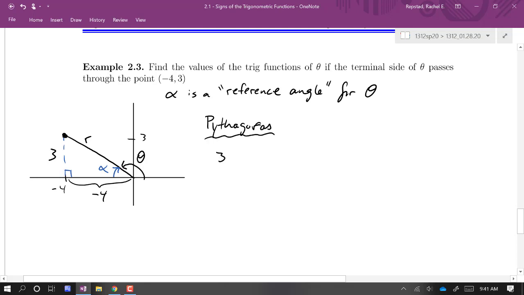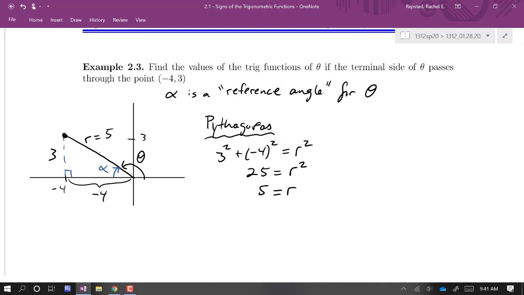So we get 3 squared plus negative 4 squared equals r squared. 9 plus 16 is 25. And we find that r is equal to 5. Now we just want to find the values of the trig functions.